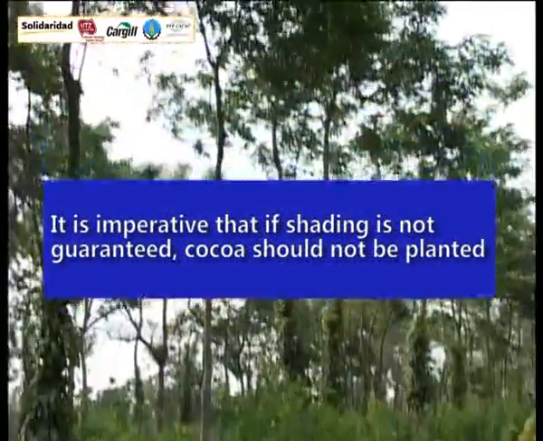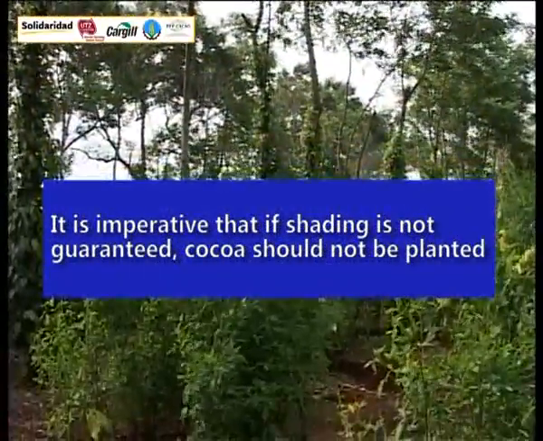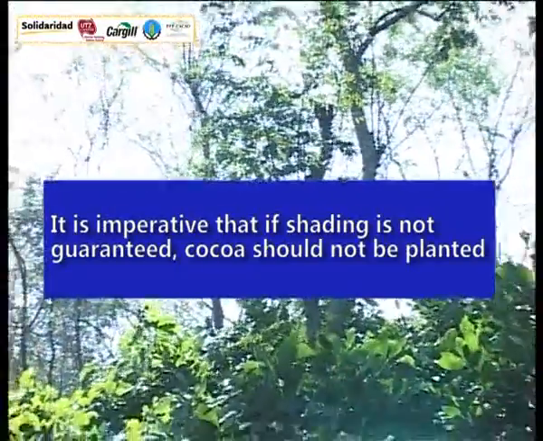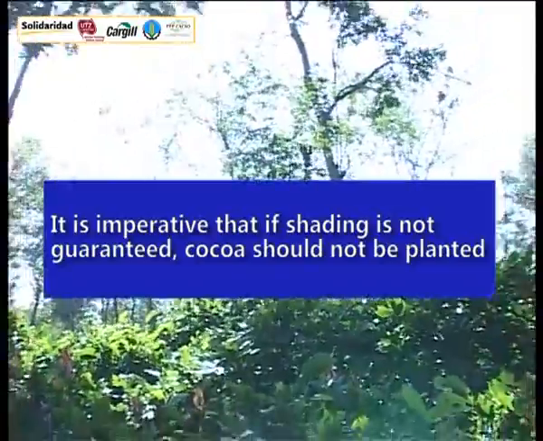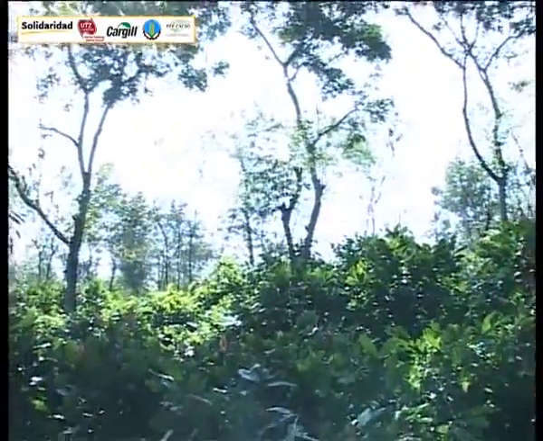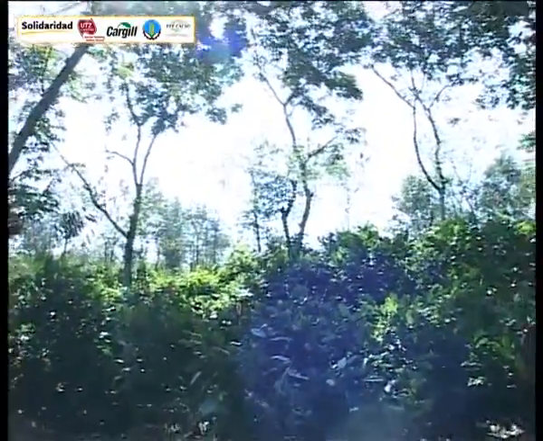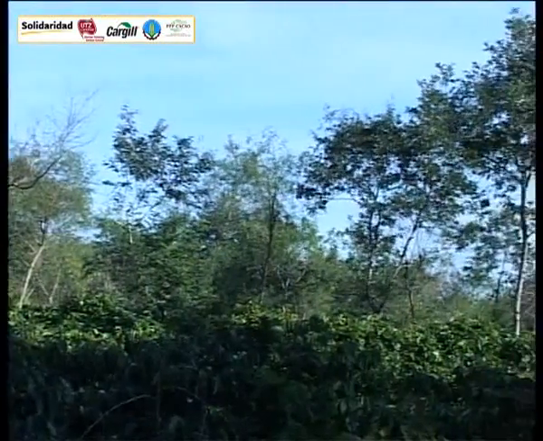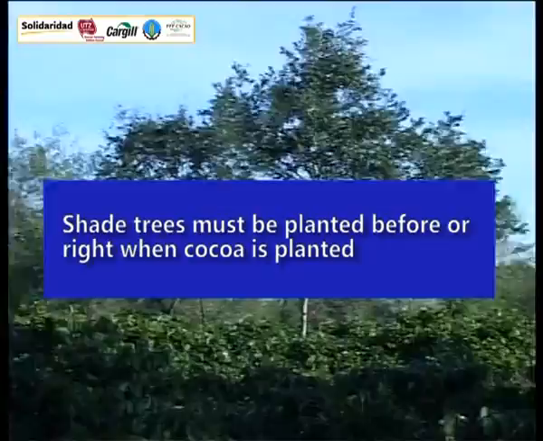Shading for cocoa is a key factor that will ultimately define success in the establishment stage. It is imperative that if shading is not guaranteed, cocoa should not be planted. The main purpose of shading is to reduce the intensity of direct sunlight, which is not suitable for the process of photosynthesis in cocoa, to avoid the leaves and young branches from being sunburnt, and to reduce sudden humidity changes in the air and in the soil surrounding the cocoa plant.